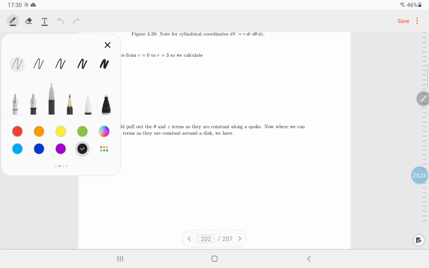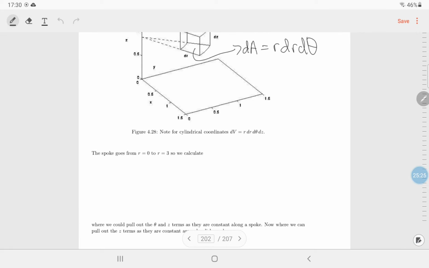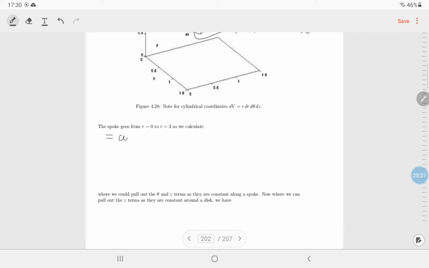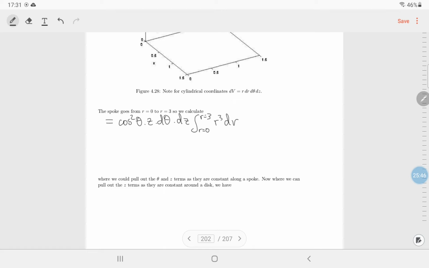Cos squared theta z d theta dz, and we're left with the integral from r equal to 0 to r equal to 3 of r cubed dr. Okay. So it says we could pull out the theta and z as they're constant along the spoke. So this is easy enough to do.